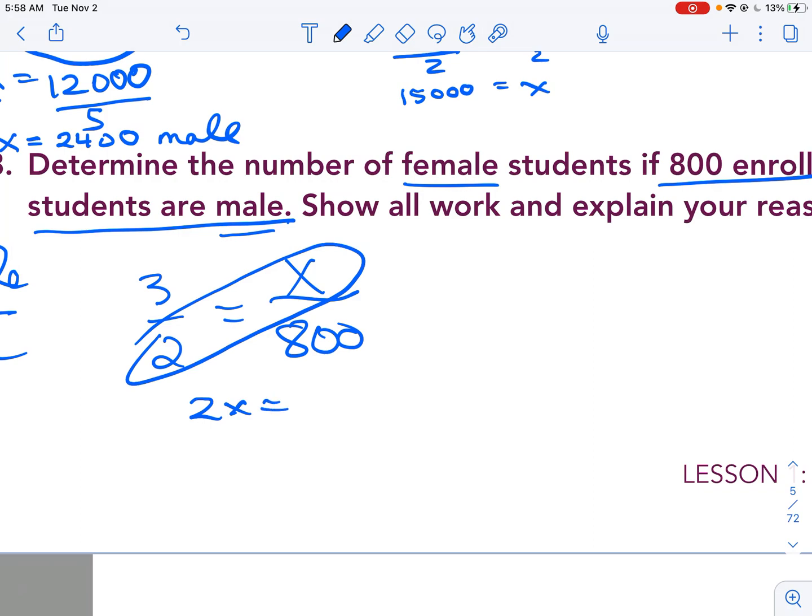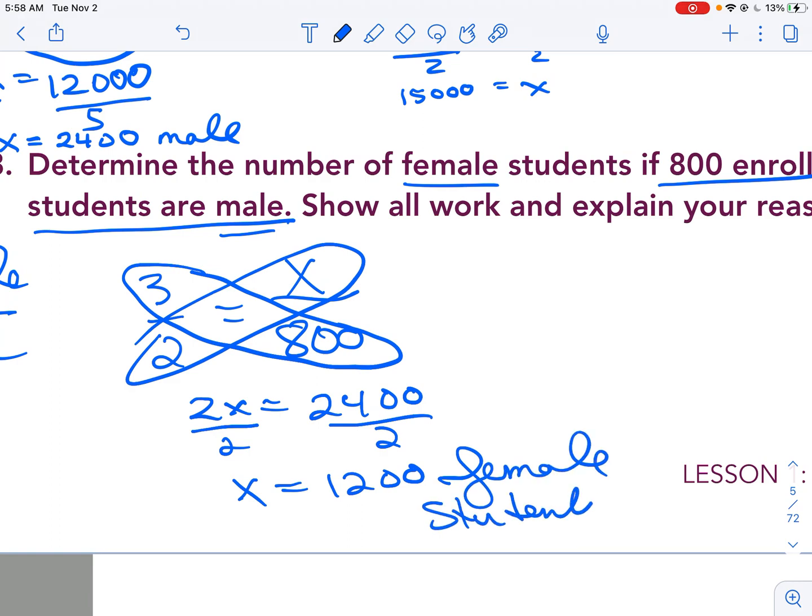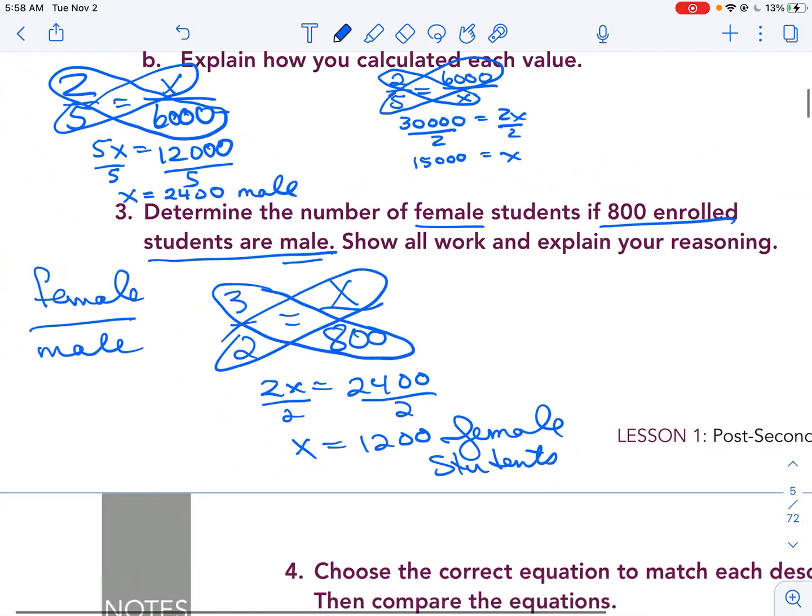That gets me 2x. It doesn't matter which way you do first at all. And that'll get me 2,400. So I divide by 2. X equals 1,200 female students.